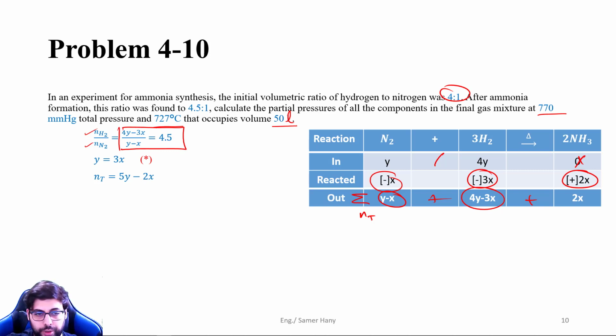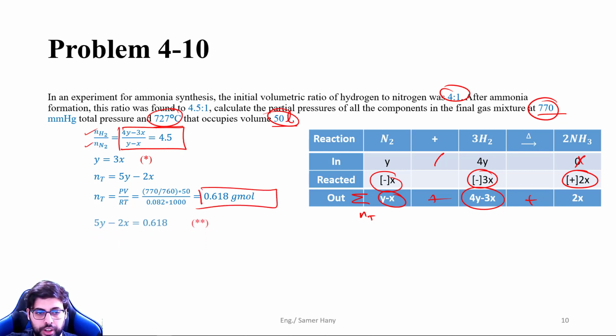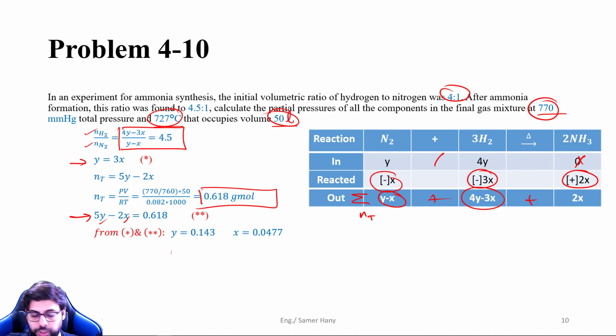This n total, from the final conditions of the mixture, pressure, temperature, and volume, we can get this n total value in here, and would be 0.6 gram moles, and this will be called our second relation, or double star. And from both these relations, we have two relations and two unknowns, x and y. We can calculate the x and y. All right. We don't stop there. What's required is to calculate the partial pressures of all the components in the final gas mixture.